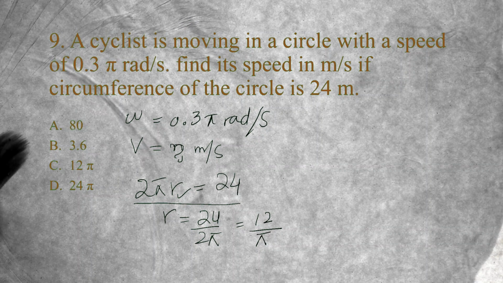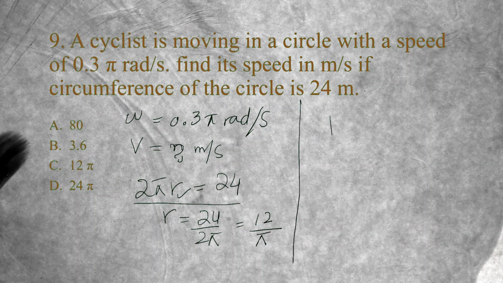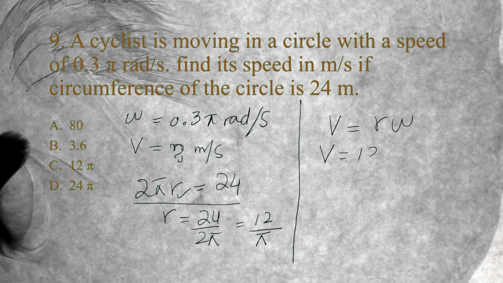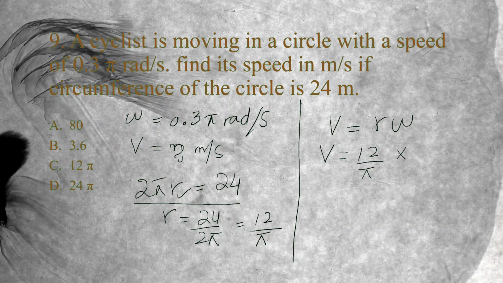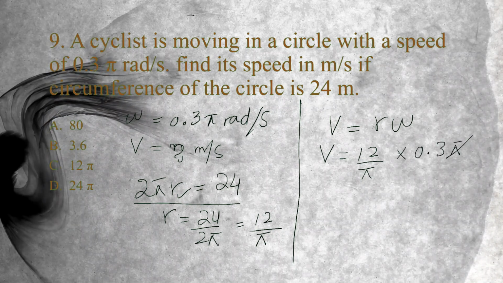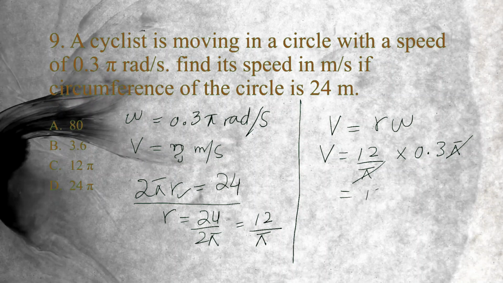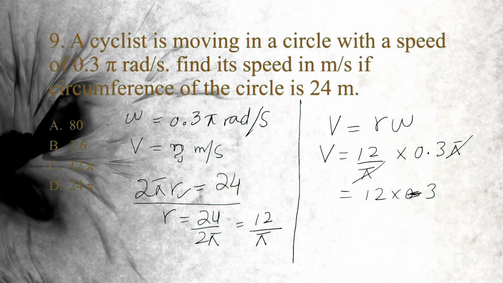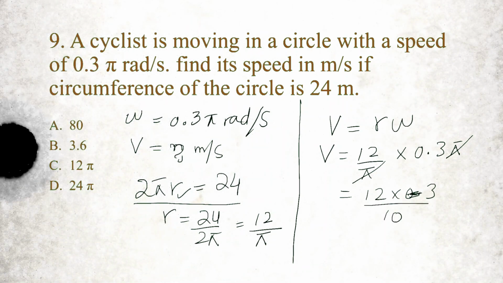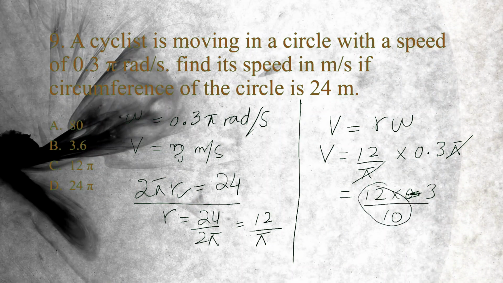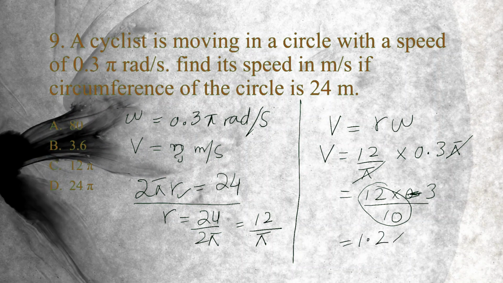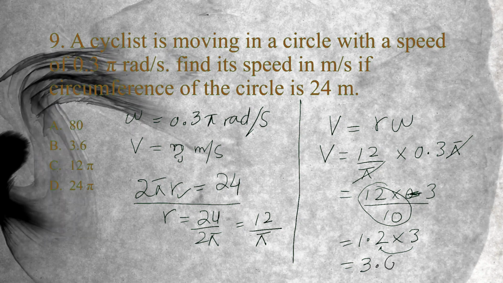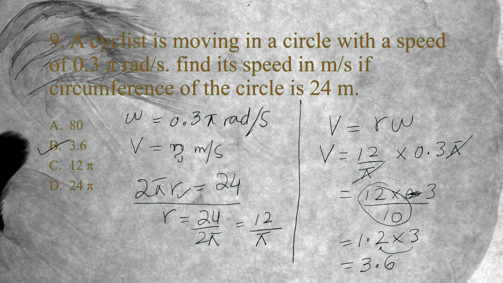We know that the relation between v and omega is v equals r omega. If I substitute the value of r, it will be 12 over pi, and omega is 0.3 pi. Pi will cancel out, and 12 multiplied by 0.3. Students, see how I am going to solve this. If I remove this decimal, there will be 10 over here, and if I solve 12 over 10, it will be 1.2, and if you multiply 1.2 by 3, it will be 3.6. So the correct option is B.